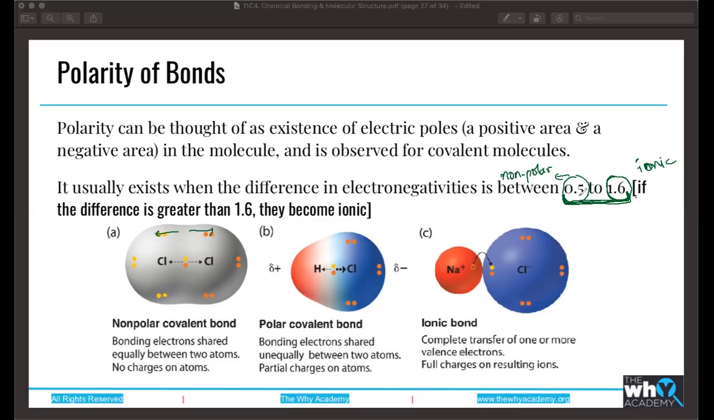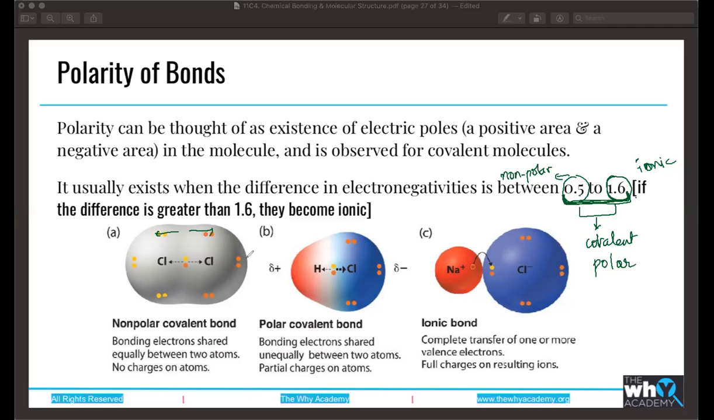But if it is somewhere between 0.5 and 1.6, if it's moderate, then the molecule formed is going to be covalent. They can only form a covalent compound, and that particular kind of covalent compound is going to be polar, like the bond is going to be polar.